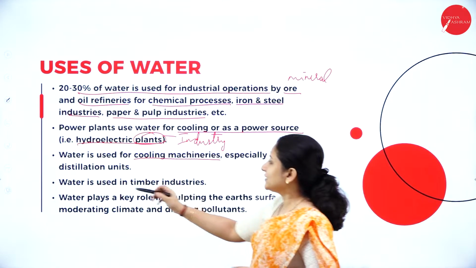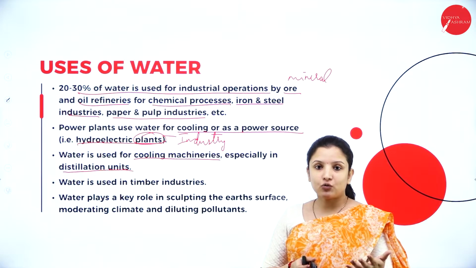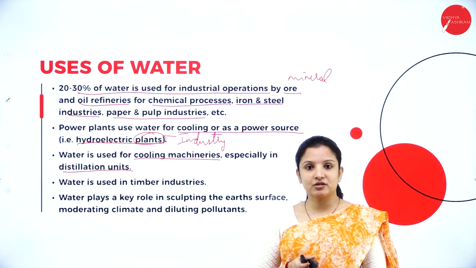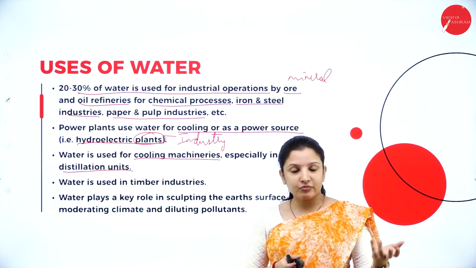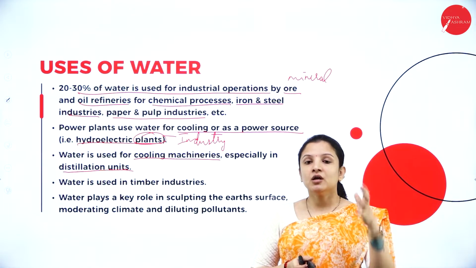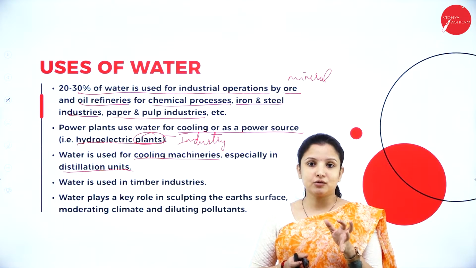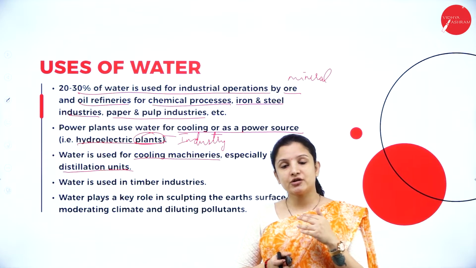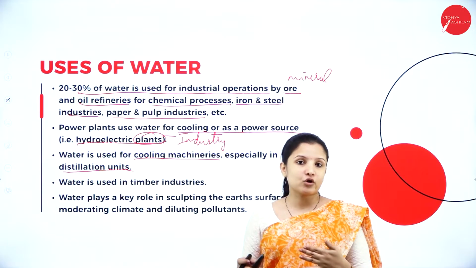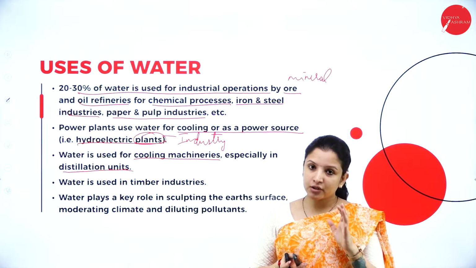machineries, especially in distillation units. So, distillation units means we get a lot of distilled water. Distilled water is used in many industries, educational institutions, for running a lot of machineries, batteries and all that. This distilled water is very, very important. So, the instrument that is used to get the distilled water, which is called the distillation unit, needs to be kept cool throughout when the distillation process is taking place. So, for that also lots of water is used here.